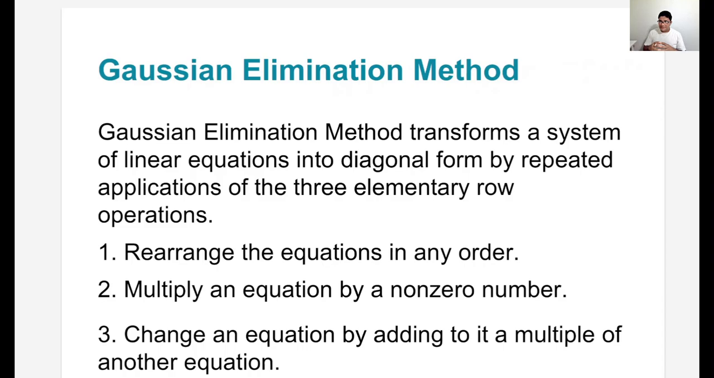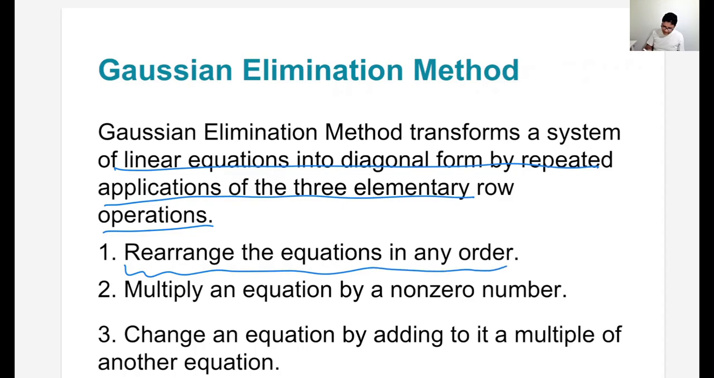Gaussian elimination method. Having seen those 3 row operations, now we are in a position to introduce this method of converting to diagonal form formally. Okay. What do we do? You write the systems of linear equations and apply the row operations repeatedly so that you get in the diagonal form. And what could we do?